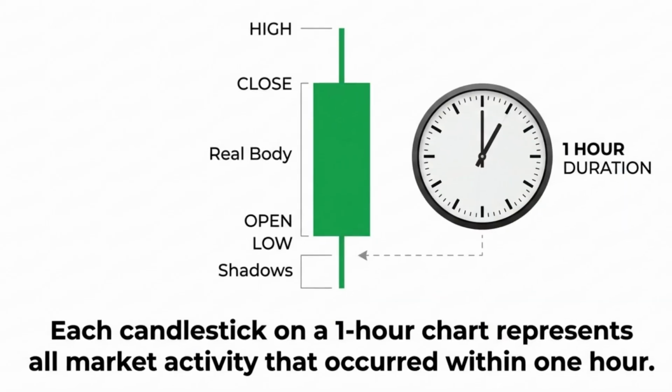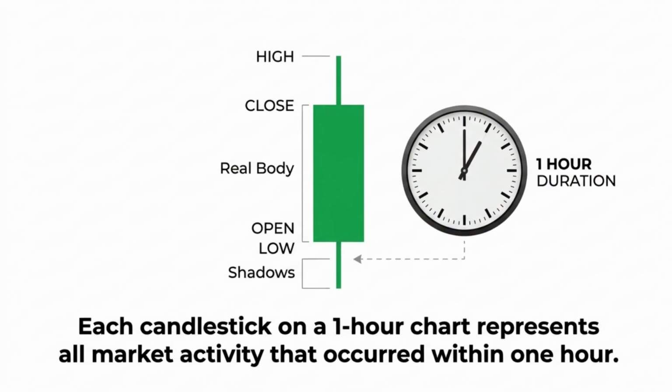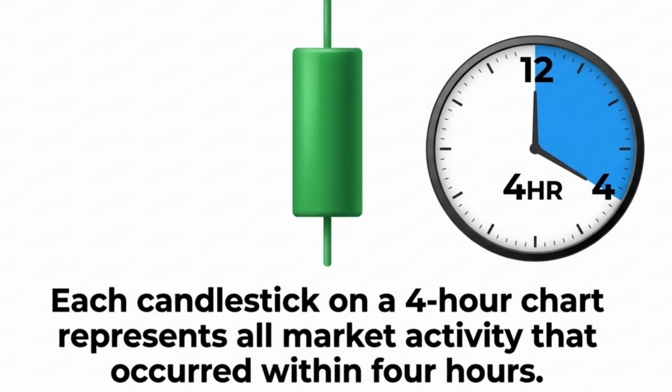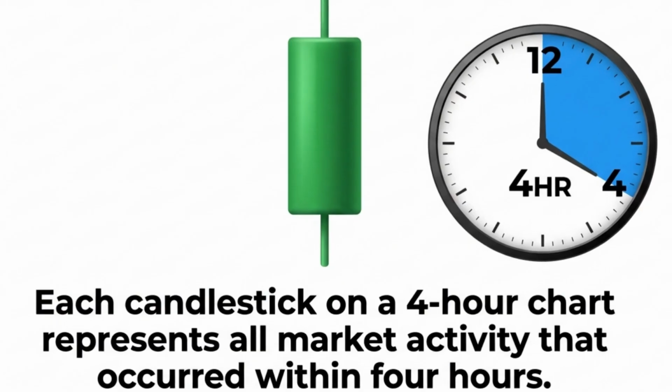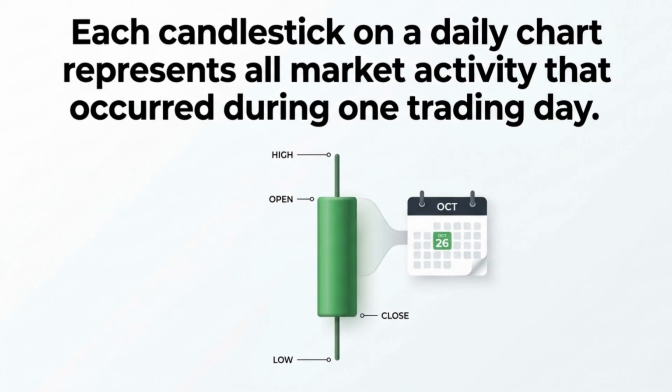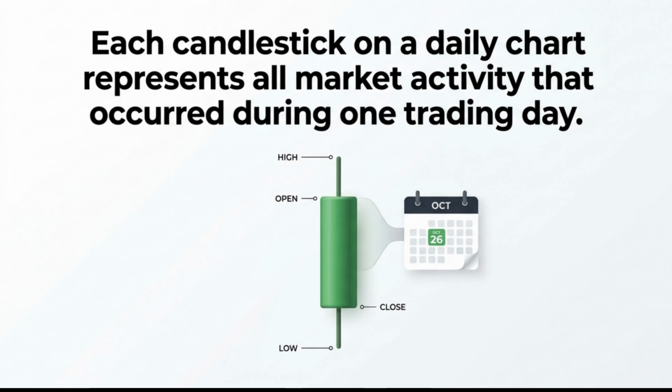For example, if you are on a 1 hour chart, each 1 hour candle represents the activity of the market within 1 hour. If you are on a 4 hour chart, each 4 hour candle represents the activities of the market in the 4 hour interval. If you are on a daily, each daily candle represents the activities of the market within a day. So the candle is not an indicator. It doesn't even signal you anything. It just tells you the activities of the market within that particular period of time.